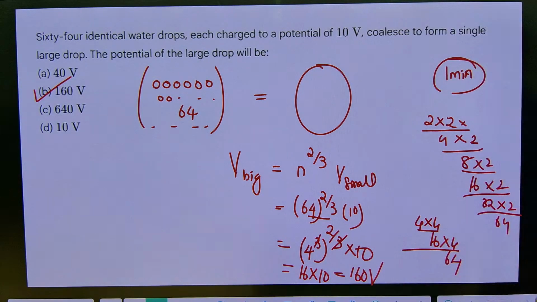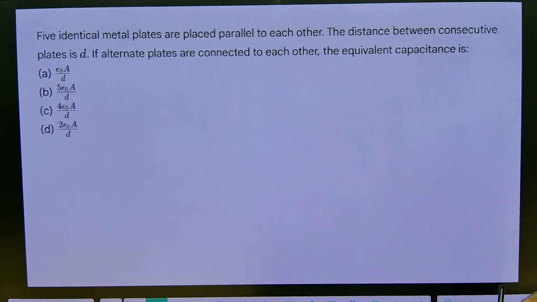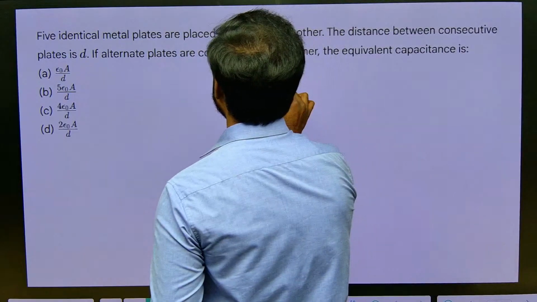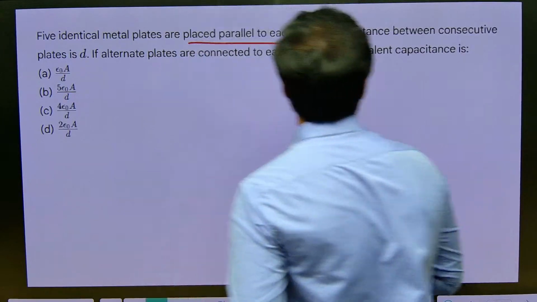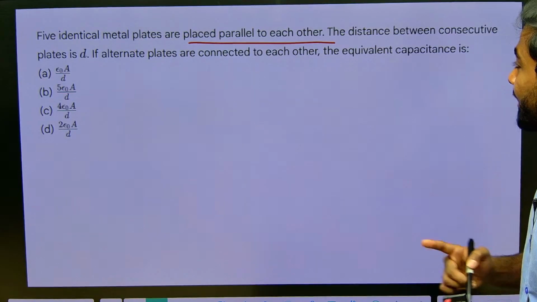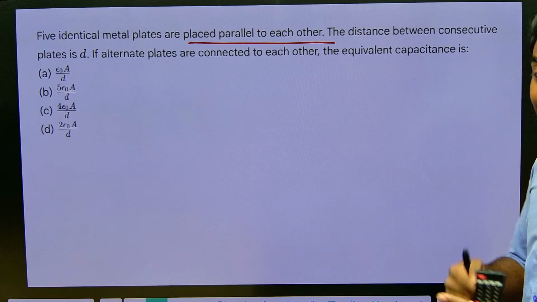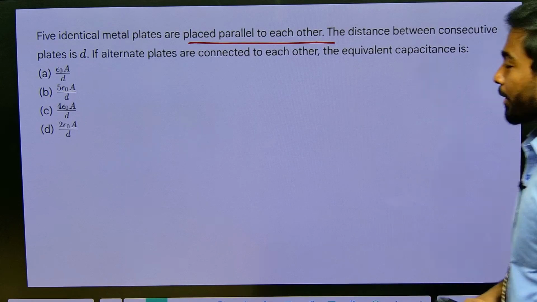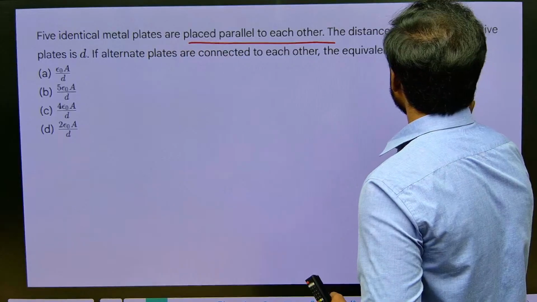So the next question: 5 identical metal plates are placed parallel to each other. The distance between the consecutive plates is d. If alternate plates are connected to each other, the equivalent capacitance is, okay. So start the question now first.